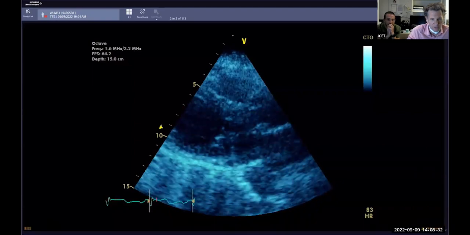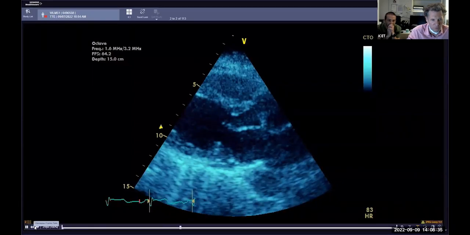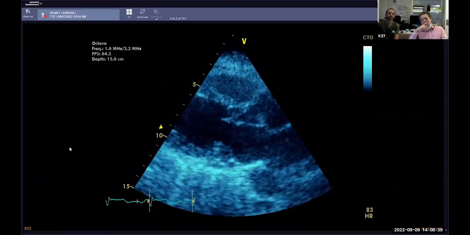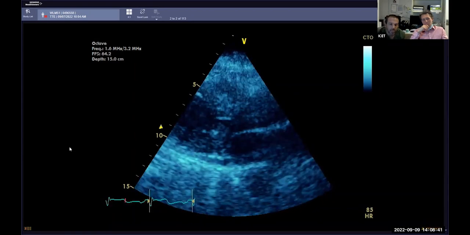Nice. What were you saying about the movement? You thought that there was some form of... I'm going to decrease this down for everyone else. Talk to me about the movement of the mitral valve in there.